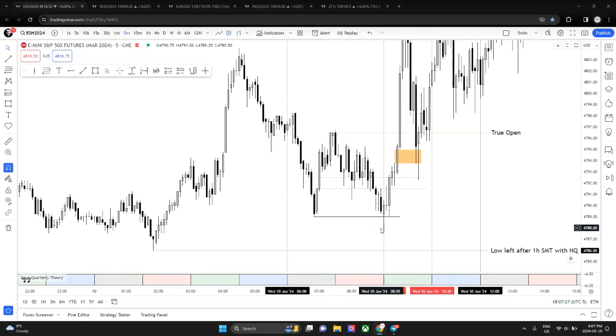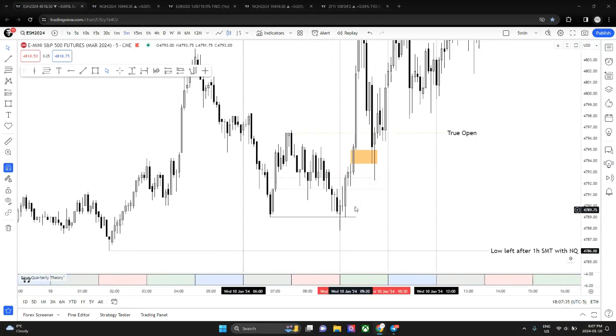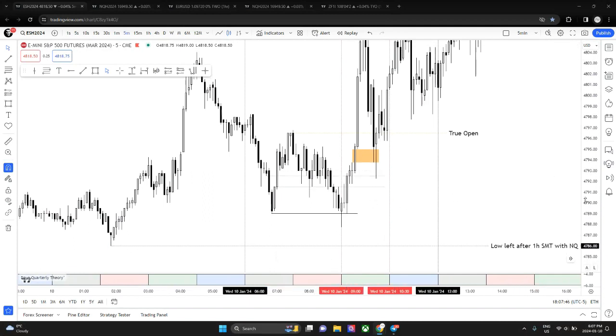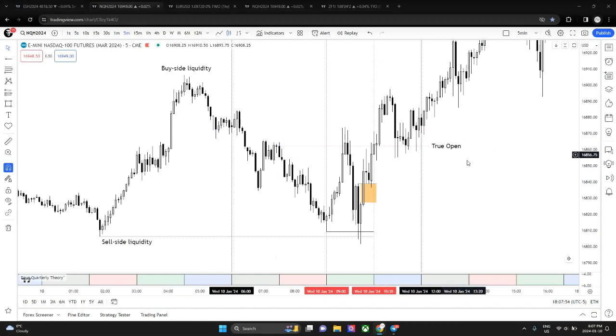Here, the ES failed to make a lower low. It also failed to make a lower low here as well. So this right here is the market tipping its hand that we are in a bullish environment. What else could help us to know that? We are below the true open of the New York session, right? So we're below the true open. All of this is happening.